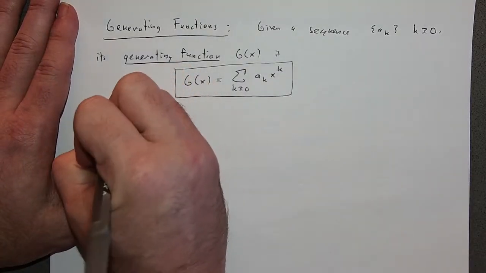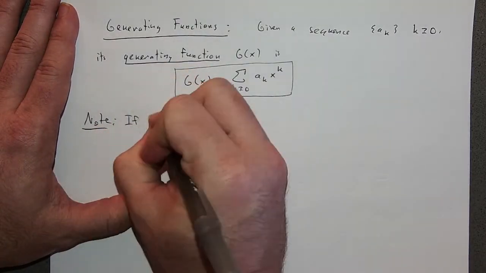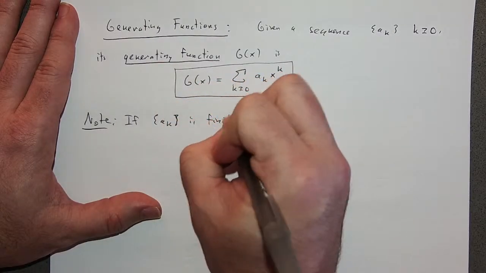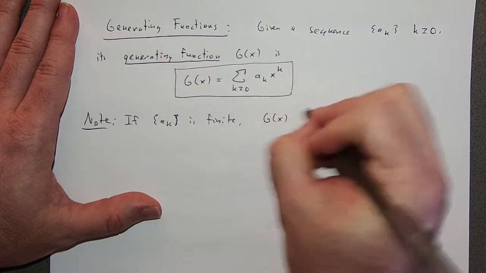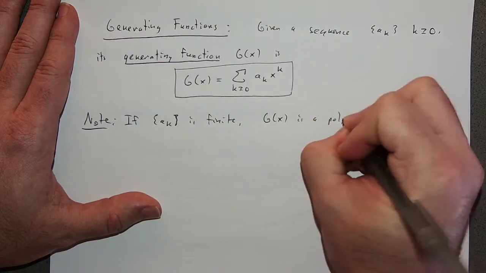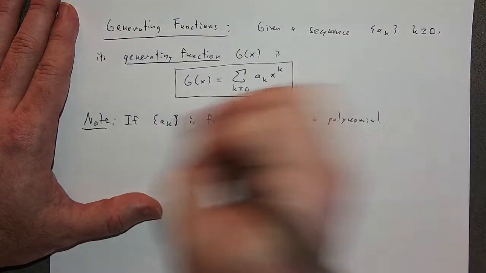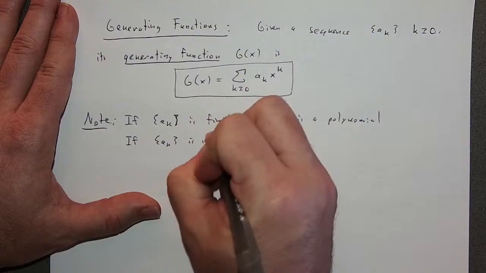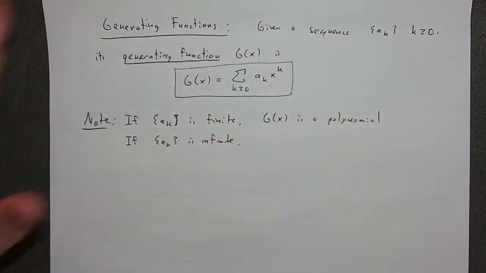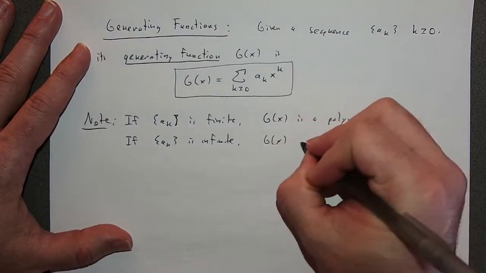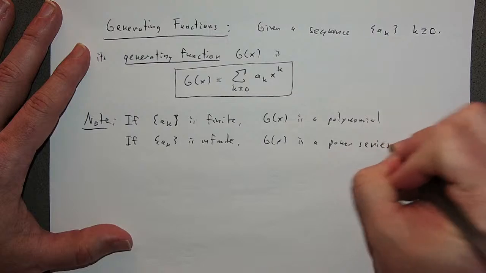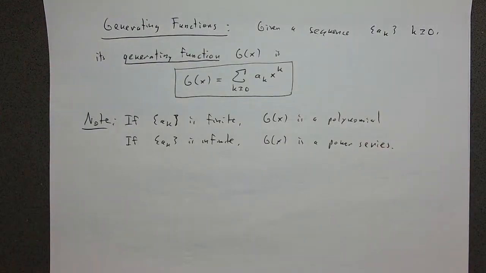Note, if the sequence in question is finite, this g of x is a polynomial. If this sequence is infinite, well, g of x is then an infinite degree polynomial, which we have another name for, which is its power series. Okay.